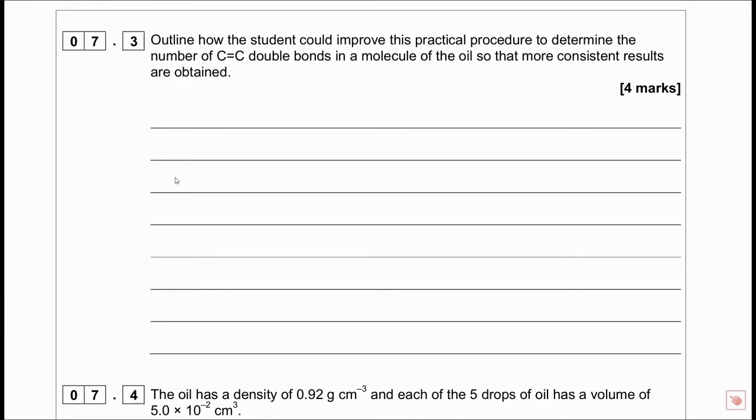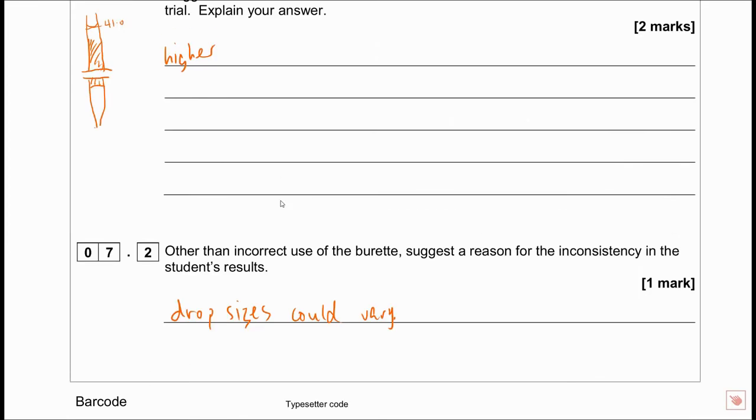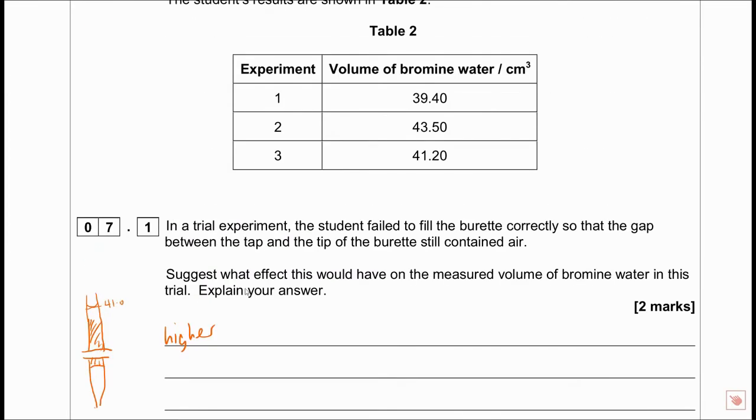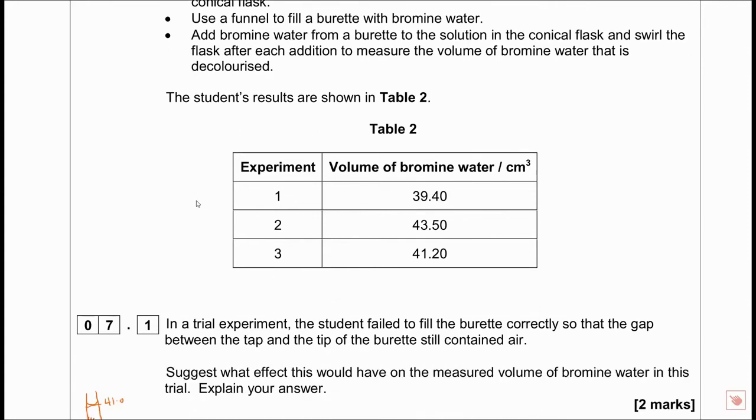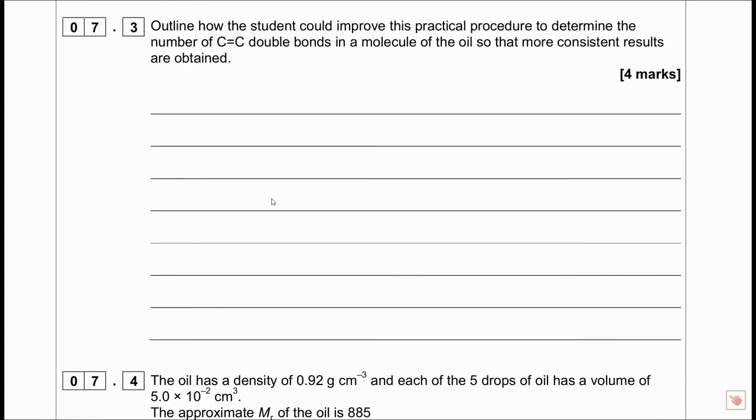Okay, so essentially what you're trying to do, as hopefully the idea of drop sizes varying suggests, is eradicate that. So rather than using just random drops here, let's add a volume. Choose a volume of oil, dissolve it in the solvent as before, then make it into a volumetric solution, so make a standard solution using more solvent.